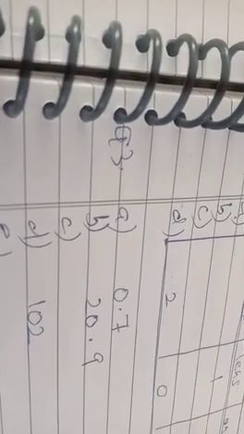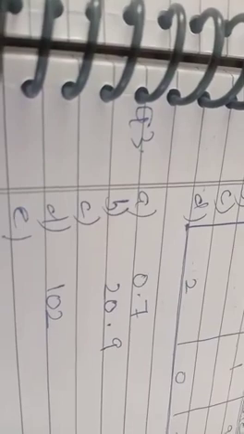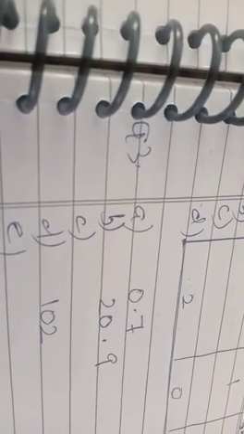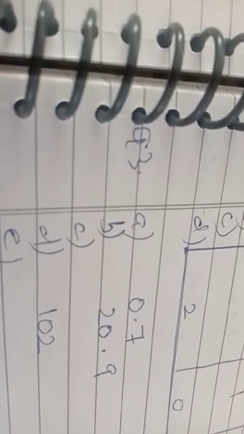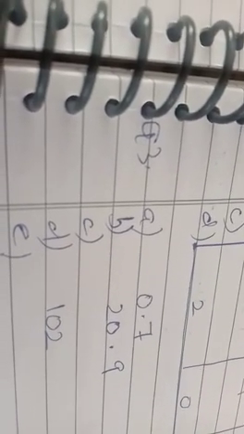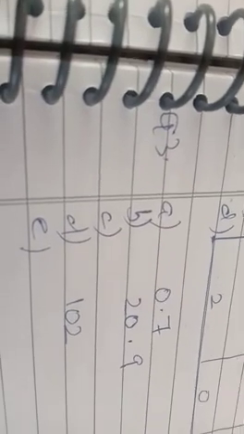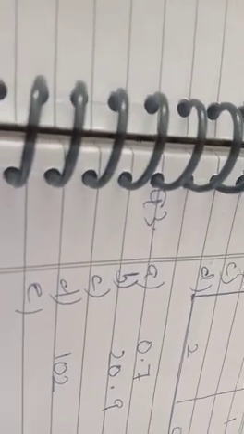Coming to D part, we have 100 and 2 ones. 100, that is, you have to write 1 in the 100 place. We don't have any number in tens place, so we will write 0. Then we will write 2 ones, that is 2 in ones place.